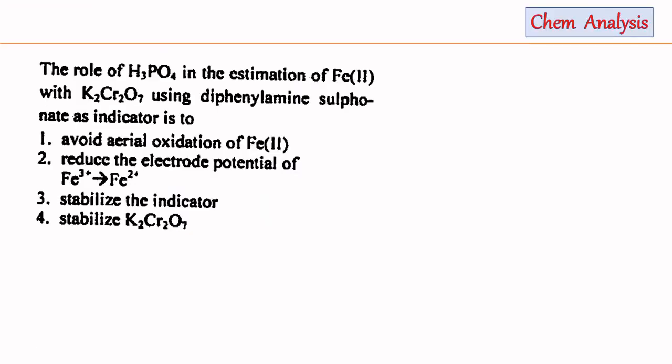As you can see, the first question is asked from analytical chemistry, and you have to say the role of H3PO4, that is phosphoric acid, in the estimation of iron 2 with potassium dichromate titration using diphenylamine sulfonate as the indicator.